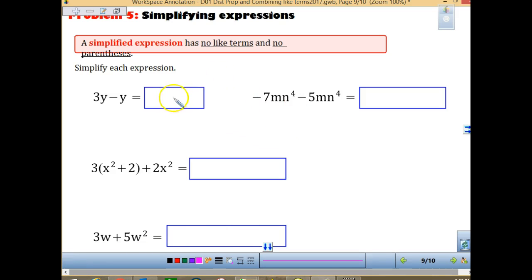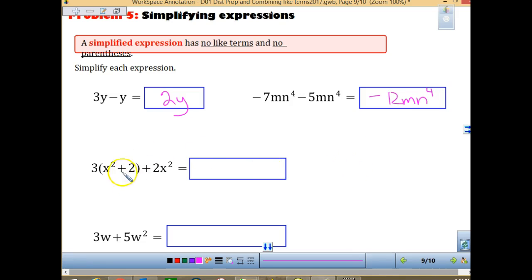Okay, so you ready? What'd you get? 2y. Next one, Aiden, going across. What'd you get? Negative 12m to the 4th. Everyone okay with that? Making sense?